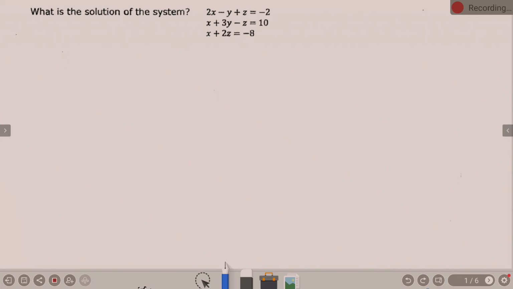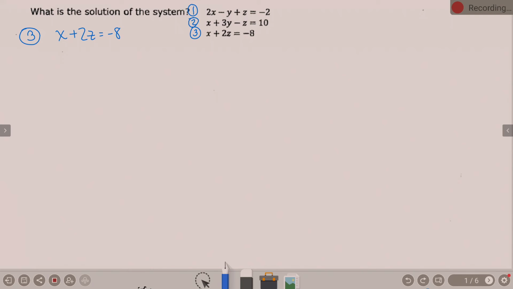Here's the nice part: it's x plus 2z. We already don't have a y, so it makes it a little bit shorter problem, doesn't it? So I like that. Let's go with equation 3. I labeled equations 1, 2, and 3 now, didn't I? Okay, so equation 3: x plus 2z equals negative 8.